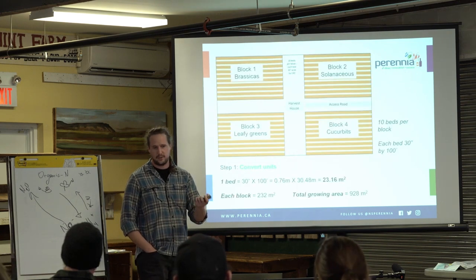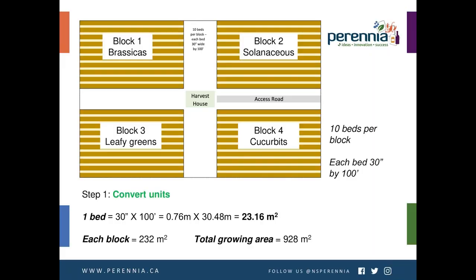So I just created a mock farm. It just has 4 blocks. So a brassica block, a solanaceous block, cucurbit block, and a leafy green block. There's 10 beds per block. Each bed is 30 inches wide by 100 feet long. I can't do imperial, I just do metric. So my first step is to convert units into metric.